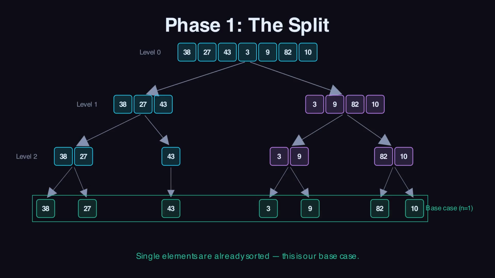Notice the shape of what we just built. It's a binary tree. Every split creates 2 children. The depth of that tree is log base 2 of n. For 7 elements, that's roughly 3 levels. That log in depth is the key to why merge sort is fast.